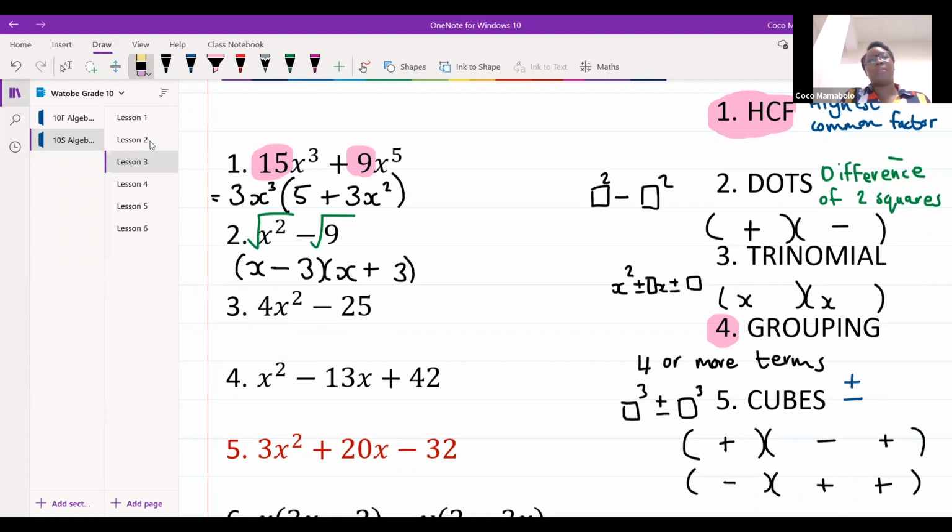Oh, Pabalo's disappeared. Are you there? Let me ask Roma. Roma, what kind of factorization are we doing here?